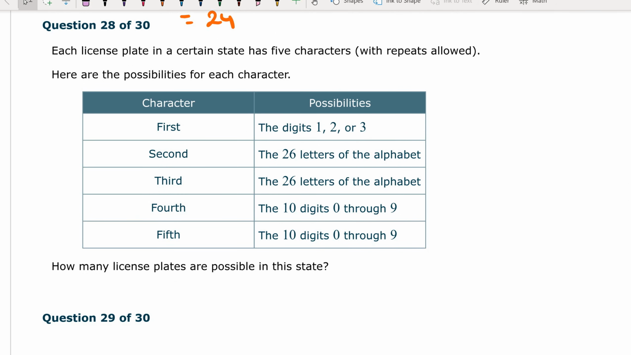Number 28. Each license plate in a certain state has 5 characters with repeats allowed.